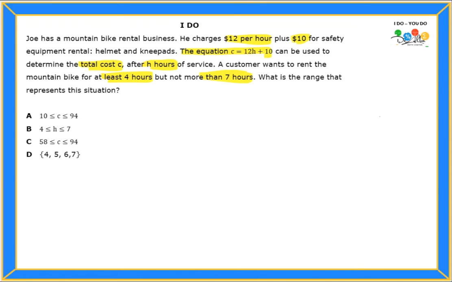Well, first of all, we need to determine what is hours, because that's what we're talking about. What does the hours represent? And what does the cost represent? So the hours is actually your X values. Because remember, the hours is the one that is going to determine the total price or the total cost of renting the mountain bikes, right? So cost is going to be your Y values.